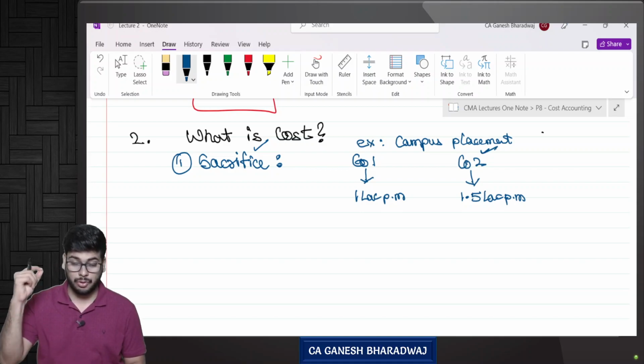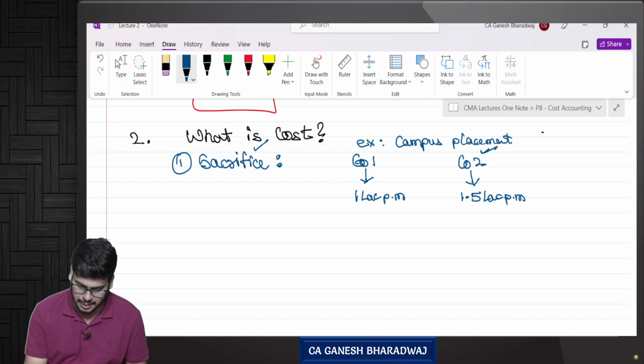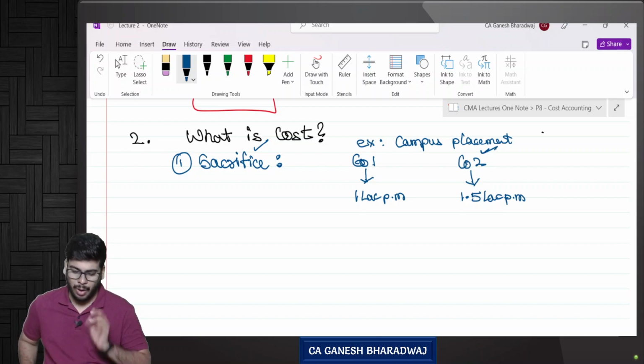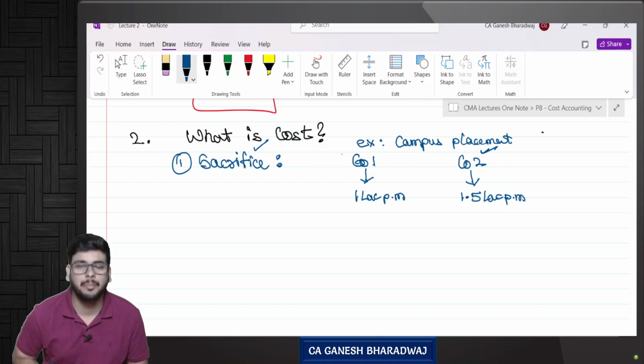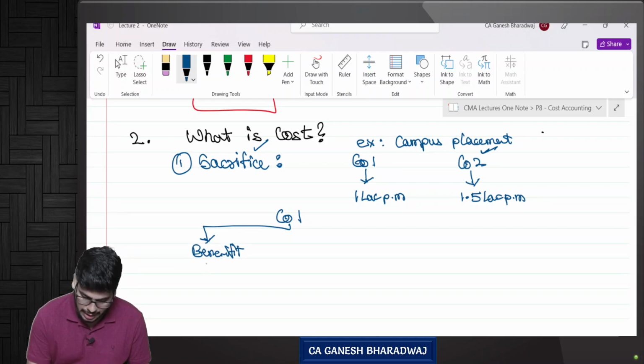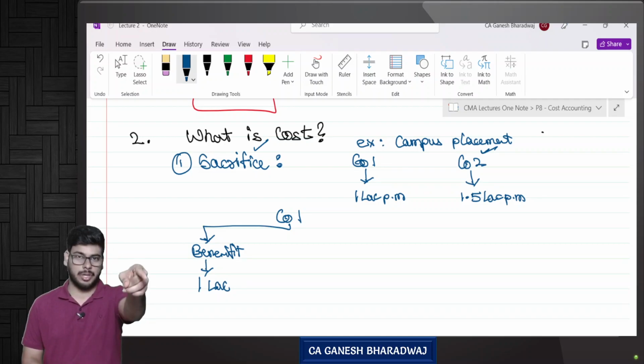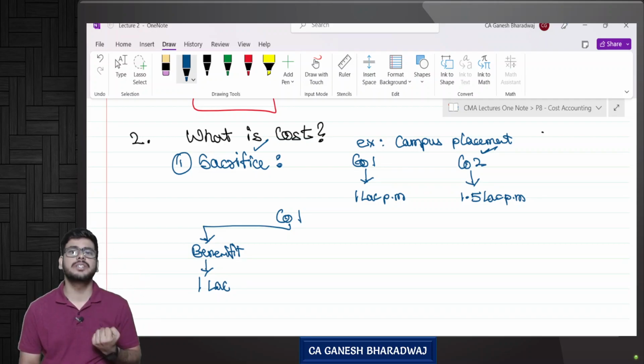Without knowing, you have used a concept called cost benefit analysis. Let me explain. Now what happened was, why didn't you choose company 1? If you choose company 1, what is the benefit that you will get? The benefit you will gain is 1 lakh rupees. Correct? If you choose company 1, what is the benefit that you will get?